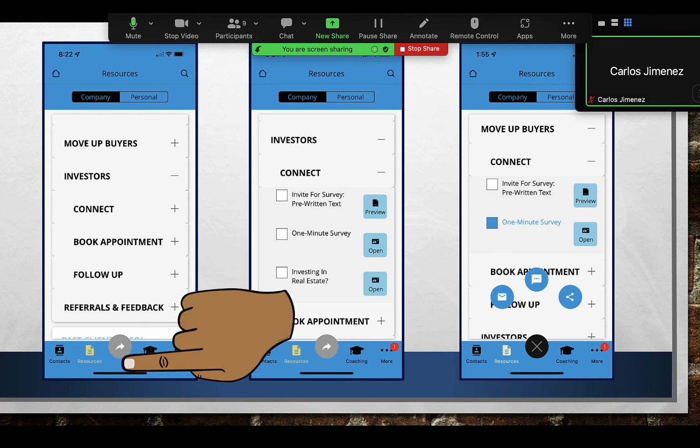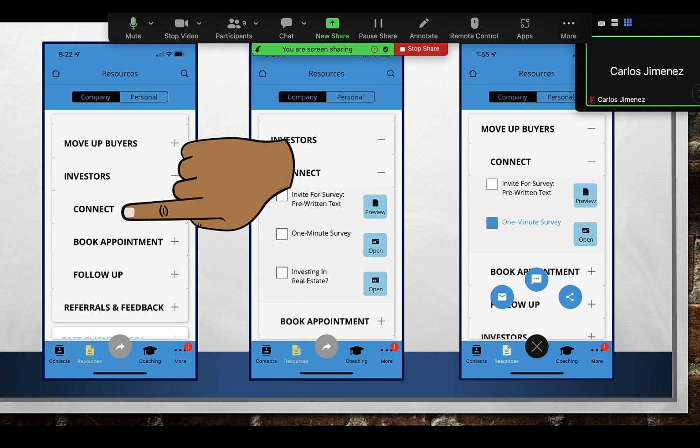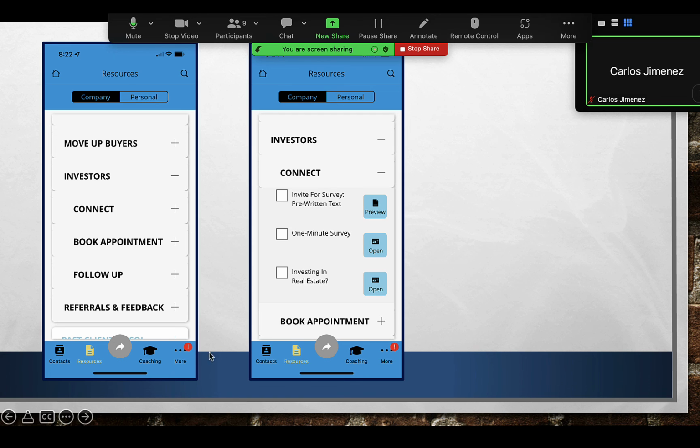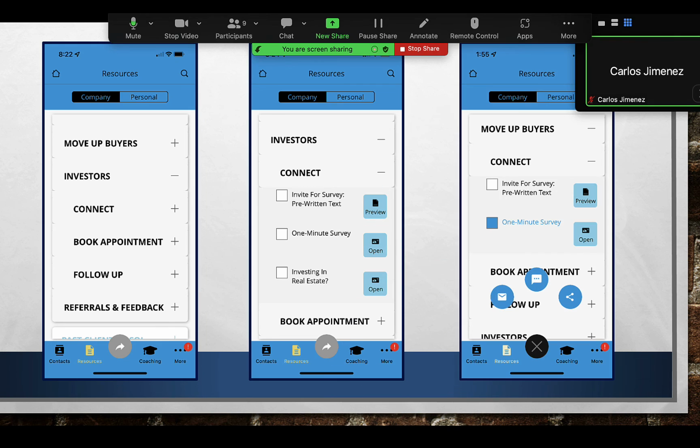And then it gives us all of the resources because we clicked on connect. It's going to give us all of the resources that we need to work with a real estate investor. So we have pre-written surveys. We have, are you interested in investing videos? And all you have to do is click on 1 minute survey, and then it pulls up the email, it pulls up a text, or you can share it on social media. So if you're trying to think of a way to generate some business from real estate investors, you could just simply click on the social media link, okay?